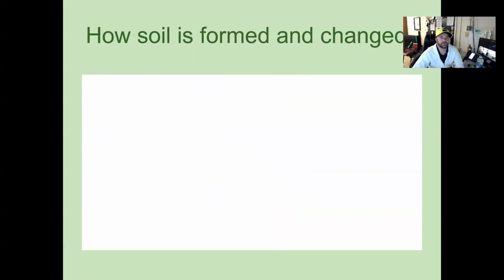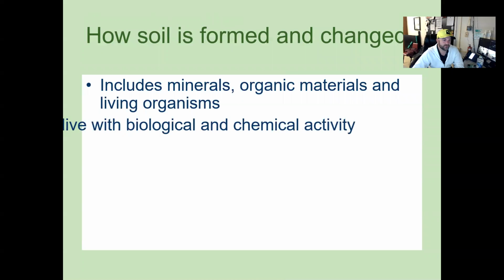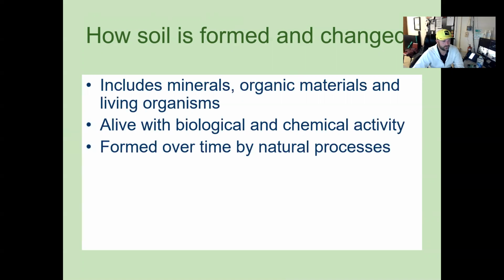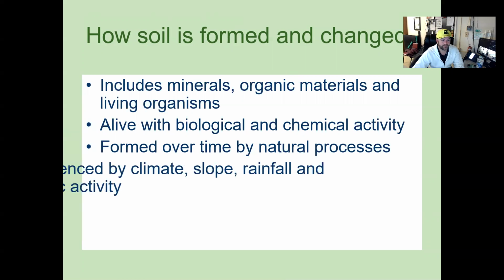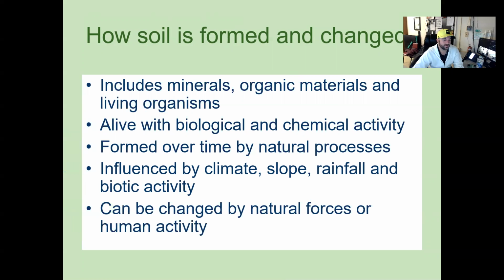So how is soil formed and changed? This includes minerals, organic materials, and living organisms, alive with biological and chemical activity, formed over time by natural processes, influenced by climate, slope, rainfall, and biotic activity, and can be changed by natural forces or human activity.